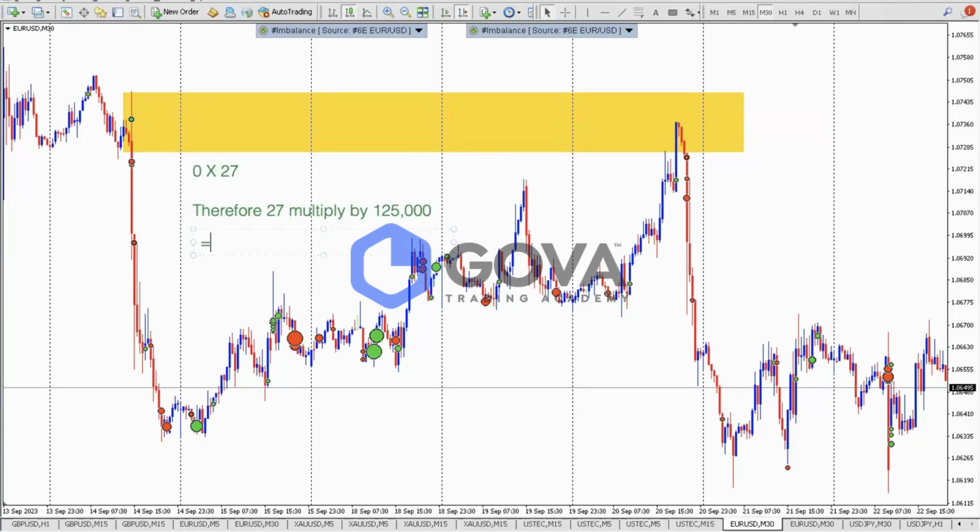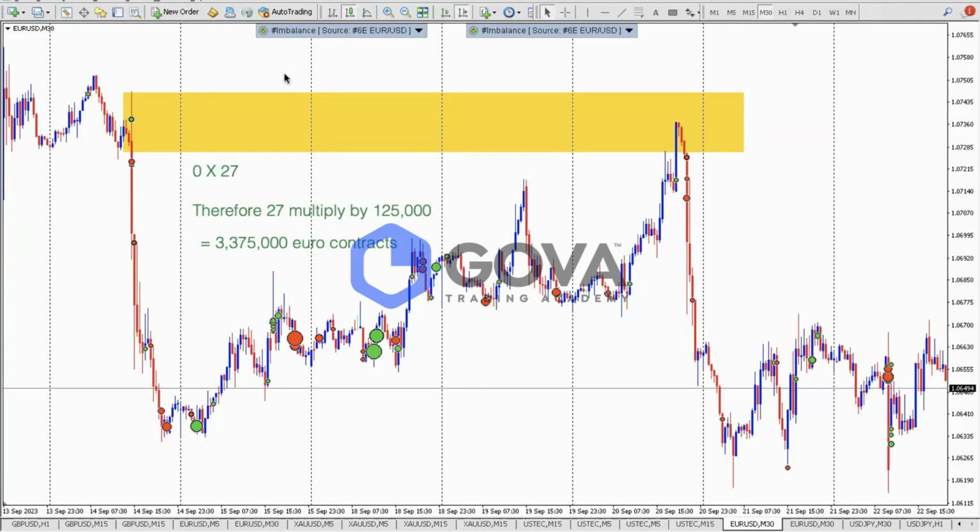Let me use my calculator here. So 27 imbalance times 125,000. The answer here is 3,375,000 euro contracts. Can you see?